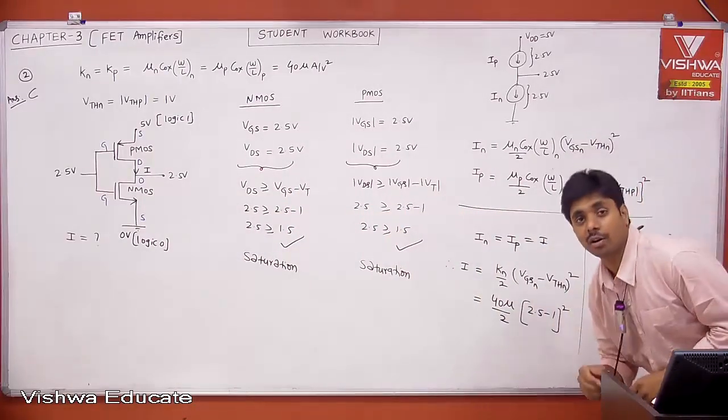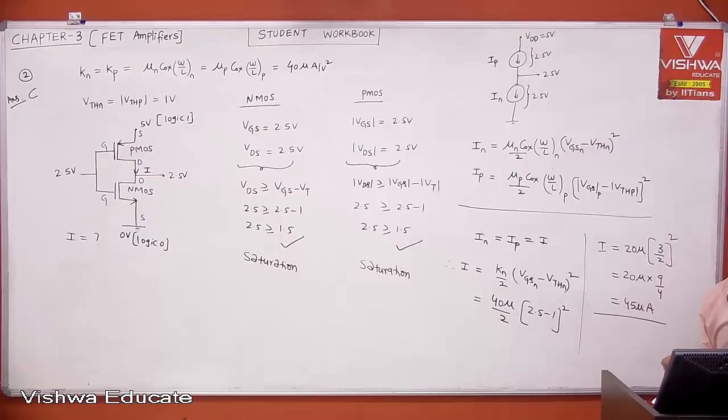I think it took around 1 hour, right? Because of the concept. But once you know the concept, once you know that IN is equal to IP, and then if you use the saturation current equation, and we should know that both are in saturation, then only you have to use saturation current equations. Okay?